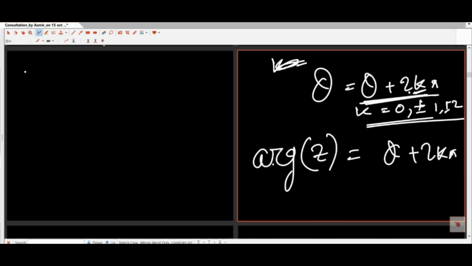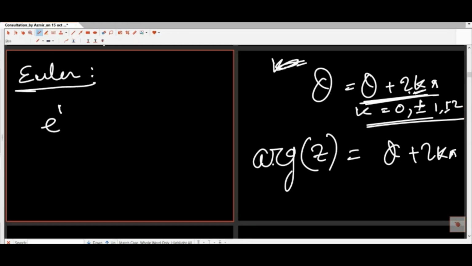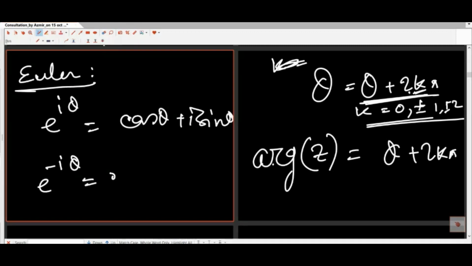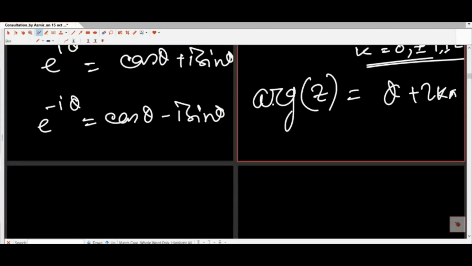That is, we have the Euler identity. Euler identity is e^(iθ) = cos θ + i sin θ. We have another identity, that is e^(-iθ) = cos θ - i sin θ. We have de Moivre's theorem.